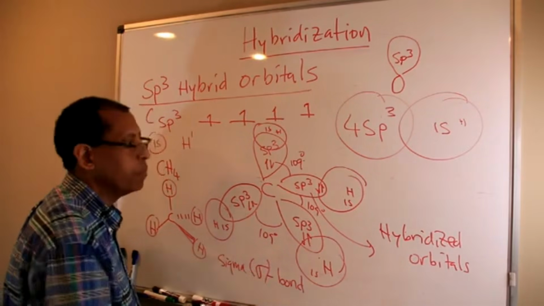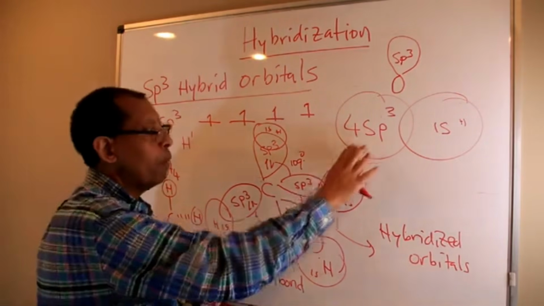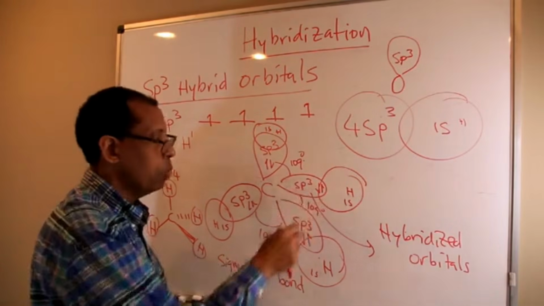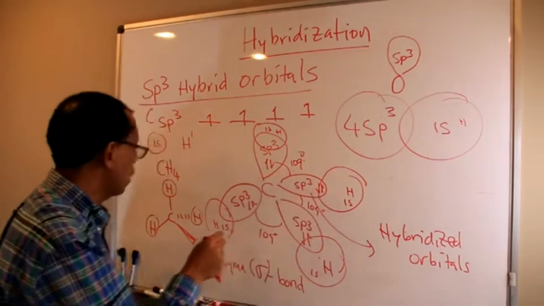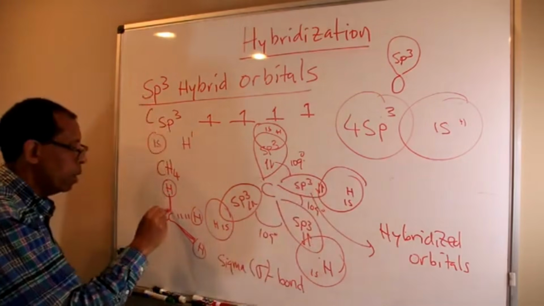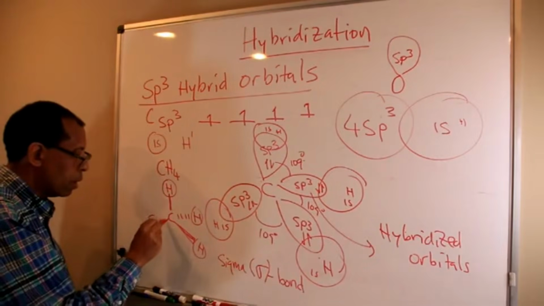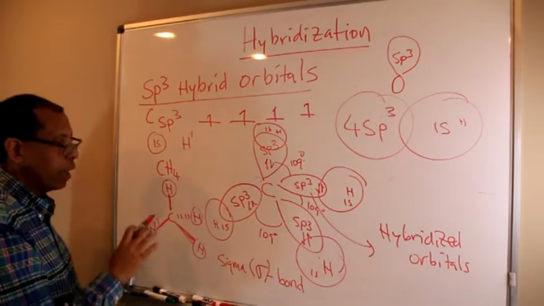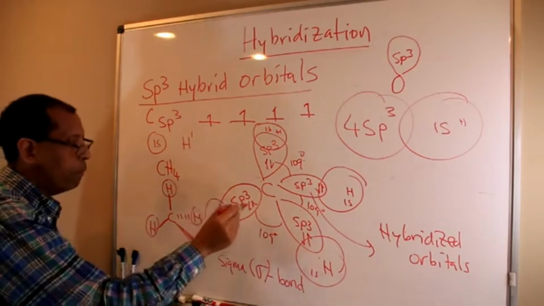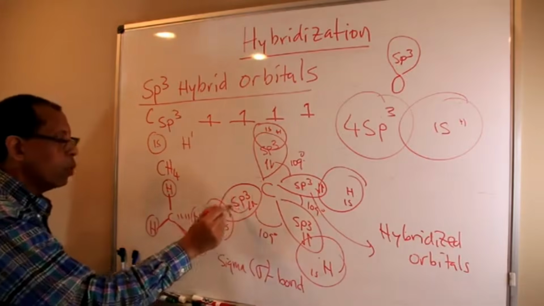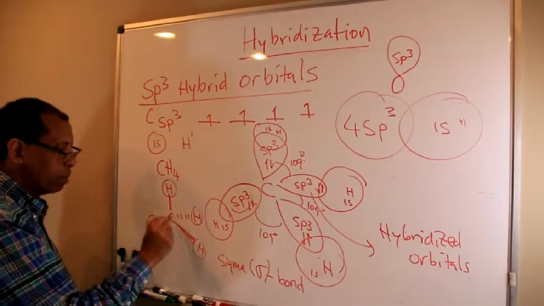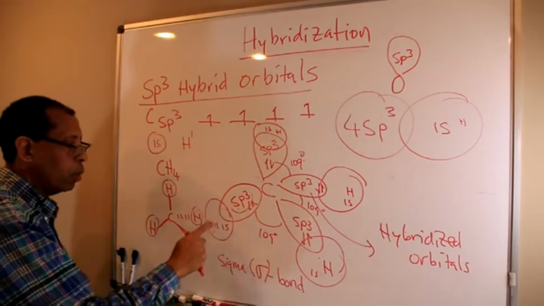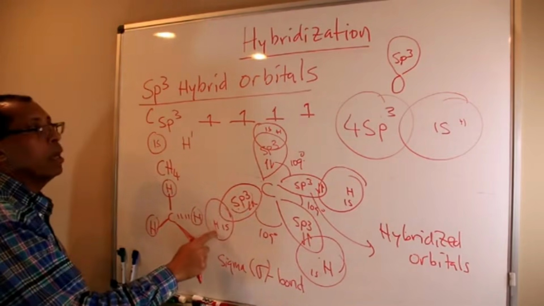A sigma bond. So the overlap of an sp3 with 1 hydrogen when it comes in to make a bond, that is a sigma bond. So remember, this is a sigma bond, this is a sigma bond, this is a sigma bond, this is a sigma bond. They are made from the overlap of 1 sp3 with 1s to make this bond. So this is the overlap of sp3 with 1s, that is a sigma bond.